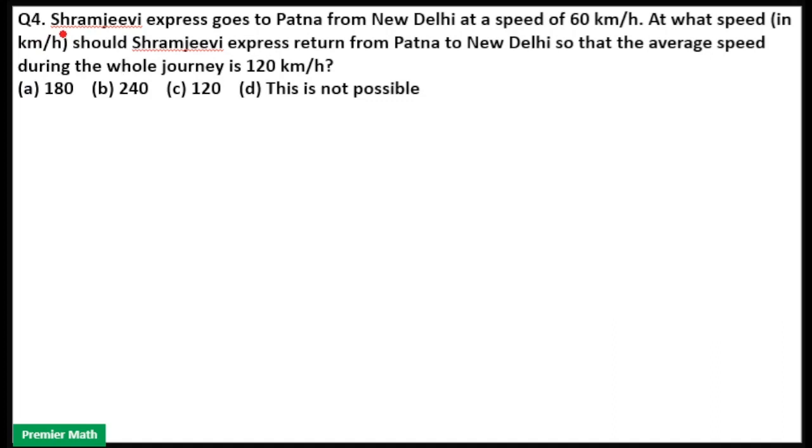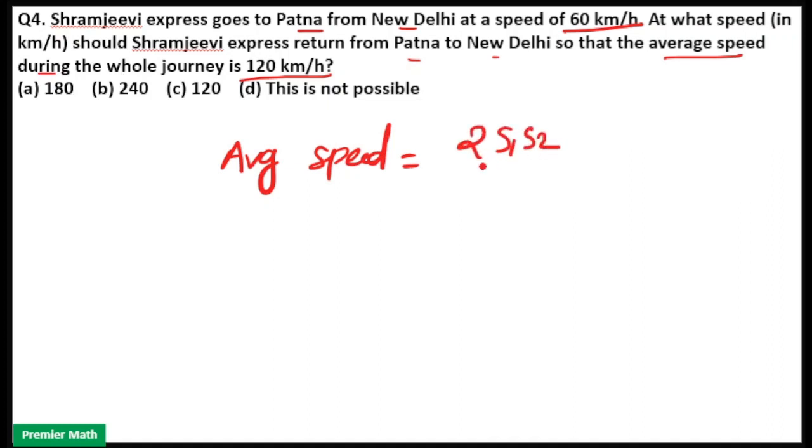Next is question number 4. Shramjeevi Express goes to Patna from New Delhi at a speed of 60 km per hour. At what speed in kilometer per hour should Shramjeevi Express return from Patna to New Delhi so that the average speed during the whole journey is 120 km per hour? Here, average speed equation. Average speed is equal to 2 s1 s2 divided by s1 plus s2.